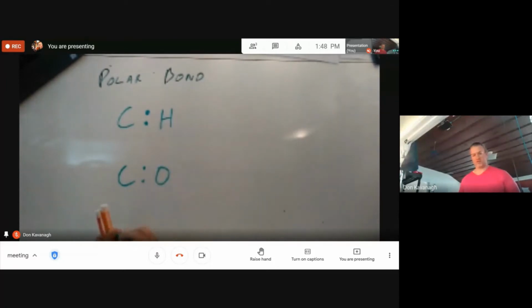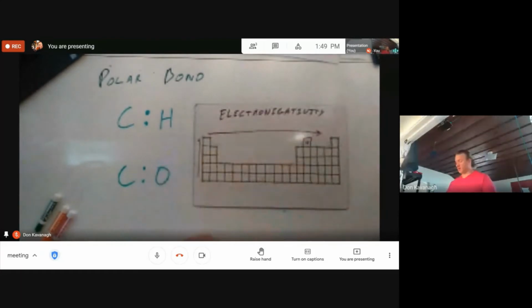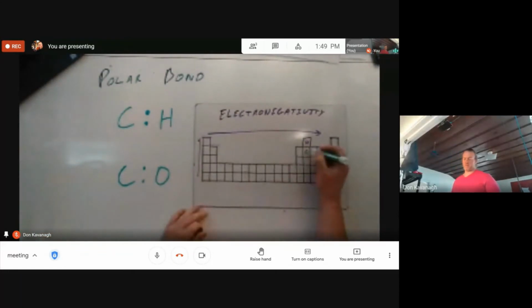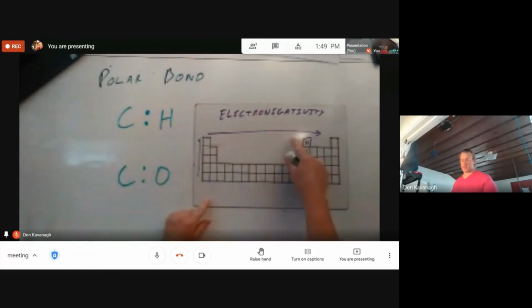Now, to reflect the electronegativity of these two bonds, let's alter this picture a bit, and that'll show better which one is more polar. So this is our trend of electronegativity on our periodic table. Note that hydrogen is better represented in this trend when it is right above carbon. The trend increases as you move to the right, and it increases as you move up the periodic table.